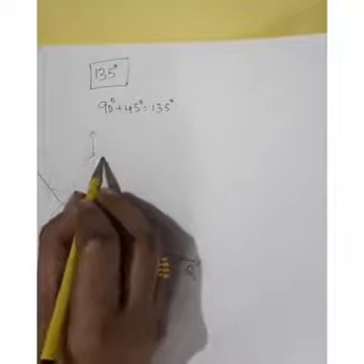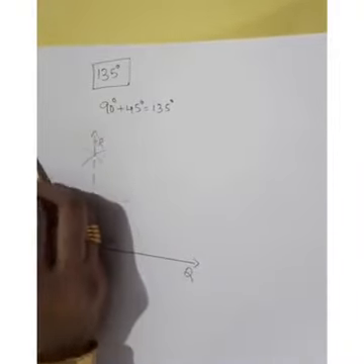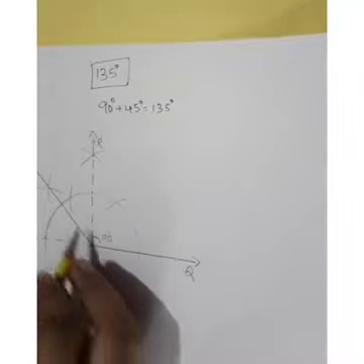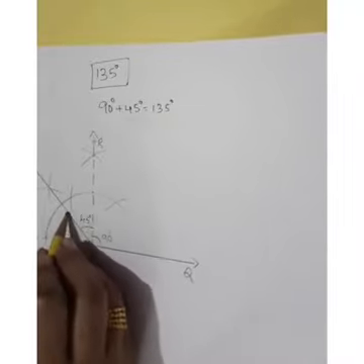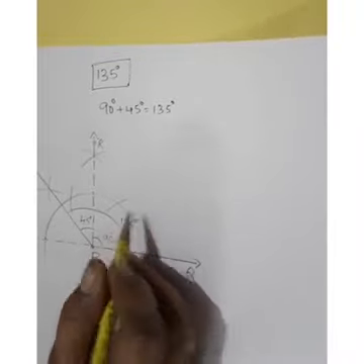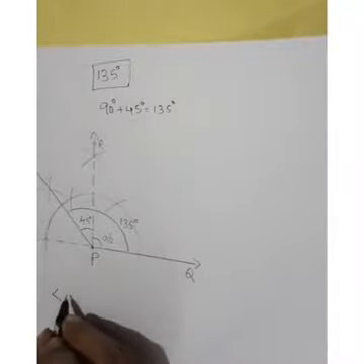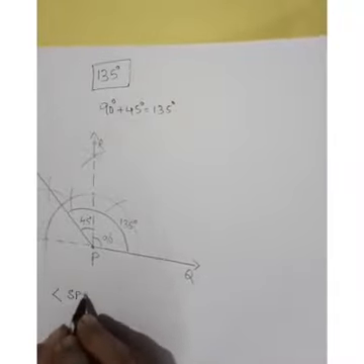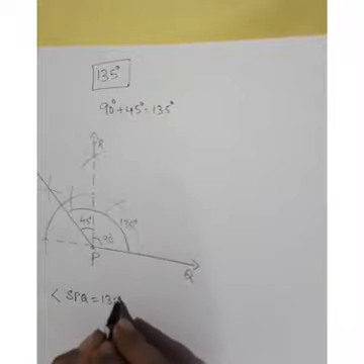So P, Q, here R, here it is S. So this is 90, this is 45. So together 135 degree. So the required angle is angle SPQ, which is equal to 135 degree.